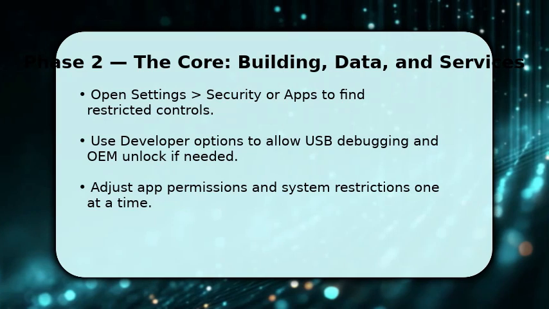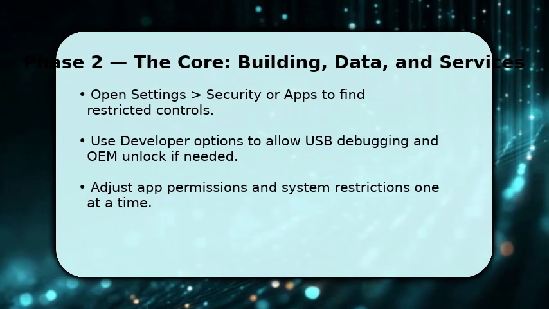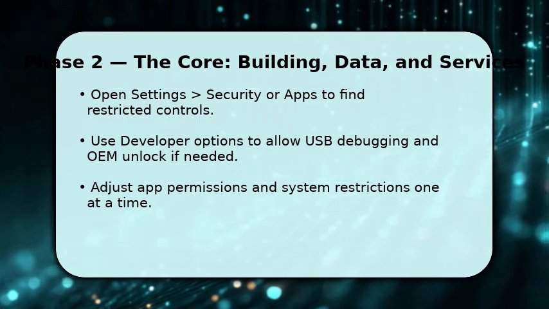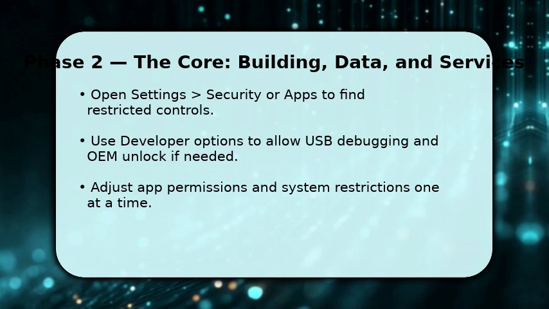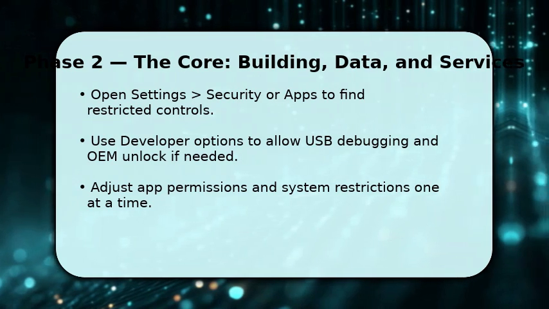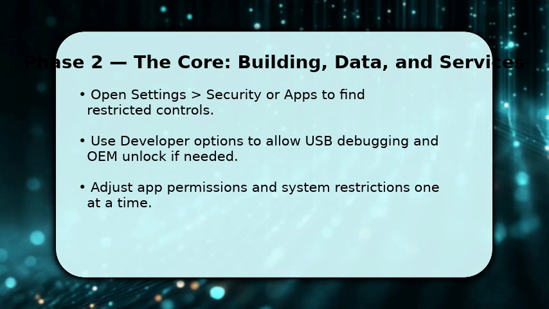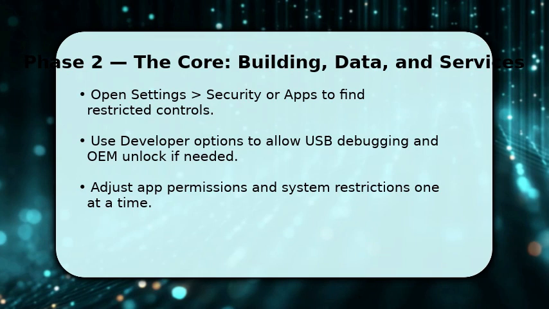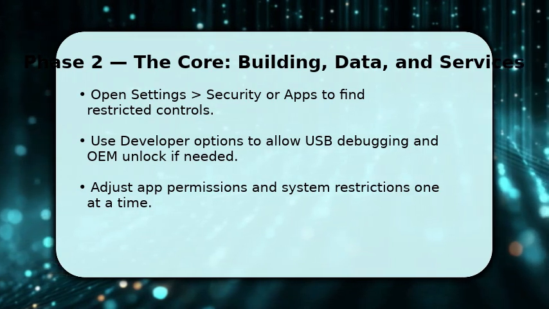You now access the menus that control restrictions. Go to Settings, then Security or Apps to locate restricted controls and any device policy managers. Once there, enable USB debugging and OEM unlock in developer options if the removal requires deeper access. Do this only when necessary.